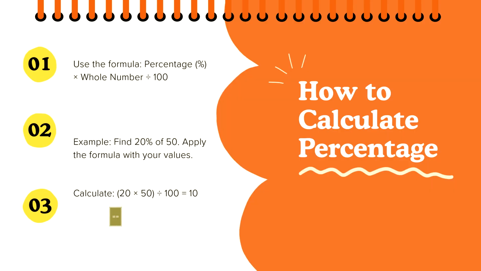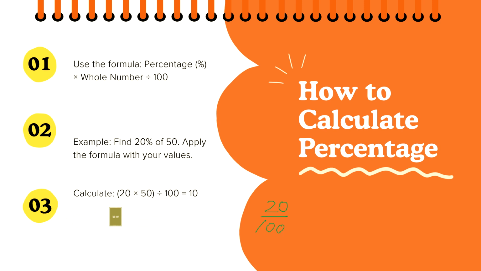Let's proceed. Use the formula: percent into whole number divided by 100. How to calculate percent? Let's go through an example, the things will be more clear. Suppose, find 20% of 50. What does 20% mean? If we convert it into a number, 20% means 20 by 100. What is percentage? Percentage is any number out of 100. So 20% means 20 by 100.